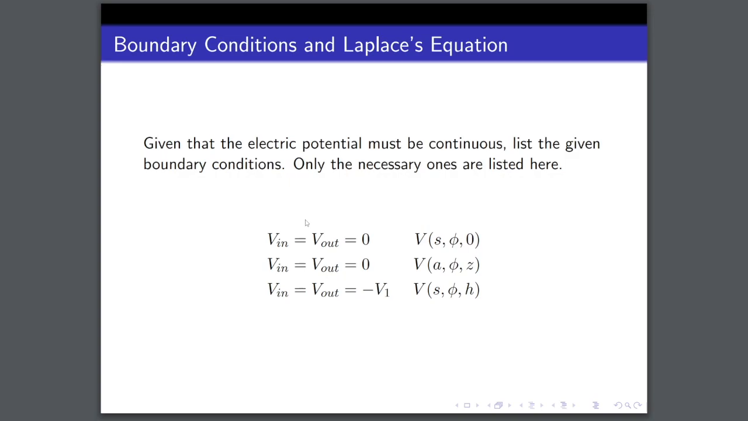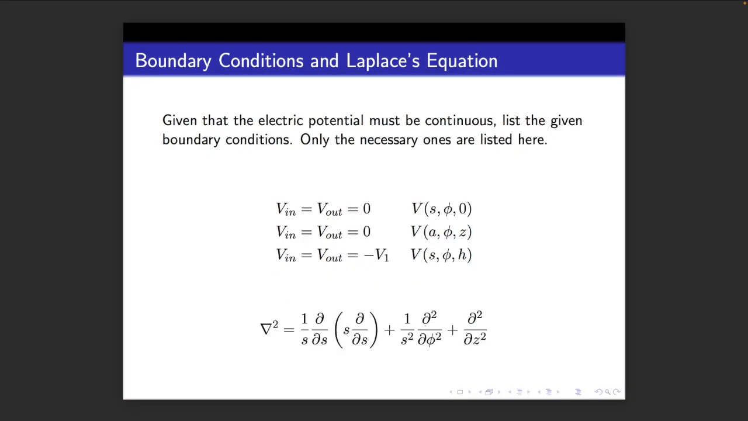In order to solve Laplace's equation, we're going to need to know the boundary conditions, and the ones that are particularly relevant to our solution are that at a height of 0, or z of 0, the potential is 0. At the edges of the cylinder, where our radius is a, our potential is 0, and at the top of the cylinder, where our height is h, the potential is negative V1. We can then solve Laplace's equation in cylindrical coordinates, which you can see here.